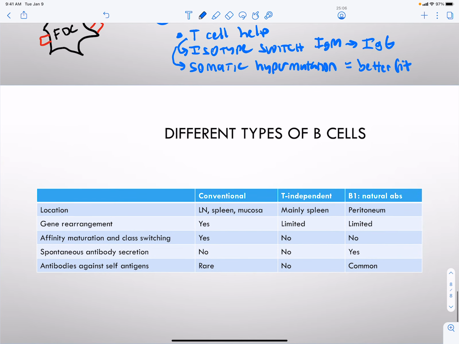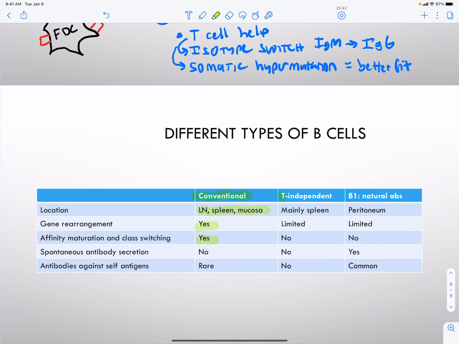Okay, and then finally, let's talk a little bit about the different types of B cells. We have our conventional B cells, which is what we typically think about, making IgG, IgE, IgM, IgA, etc. And these are going to be found in our secondary lymphoid tissues. They undergo gene rearrangement. They do affinity maturation and class switching. Affinity maturation is somatic hypermutation. They cannot secrete antibodies spontaneously, and they rarely make antibodies against self-antigens.